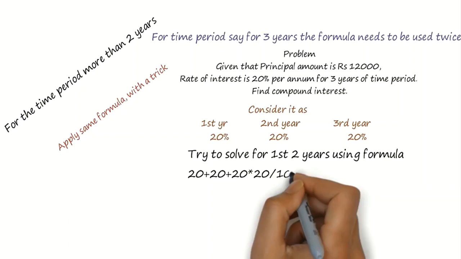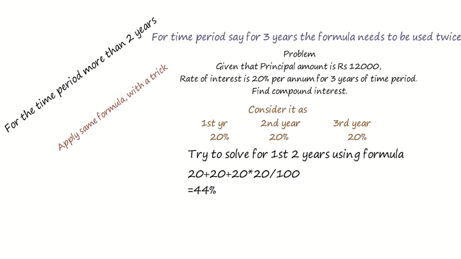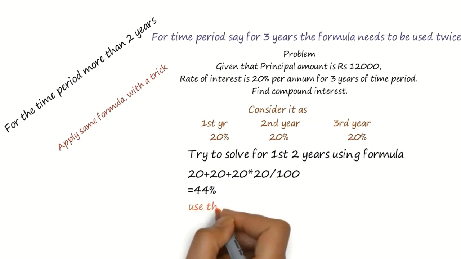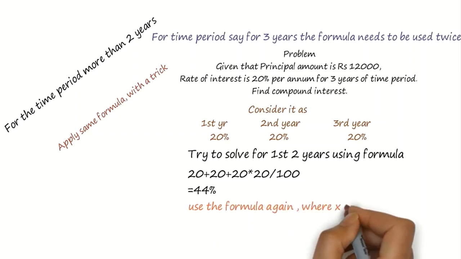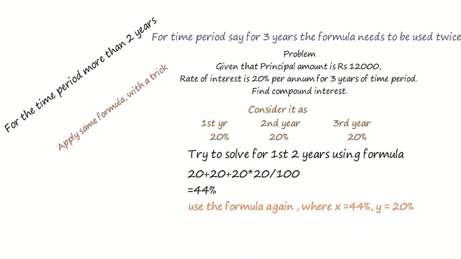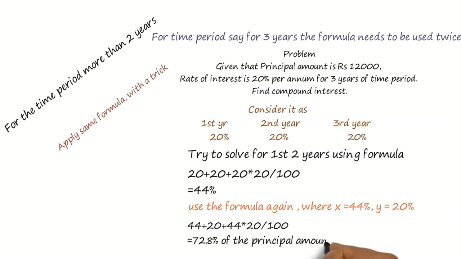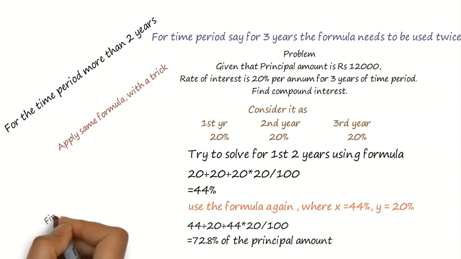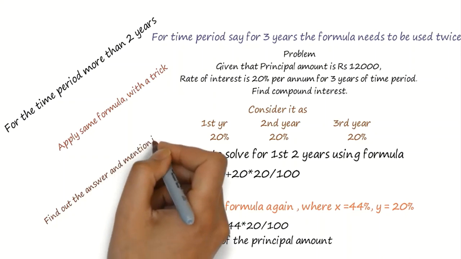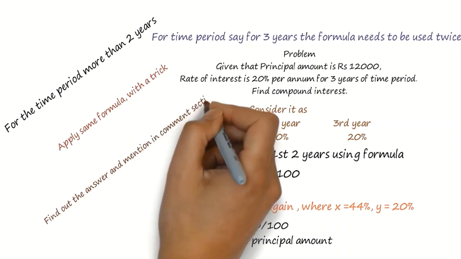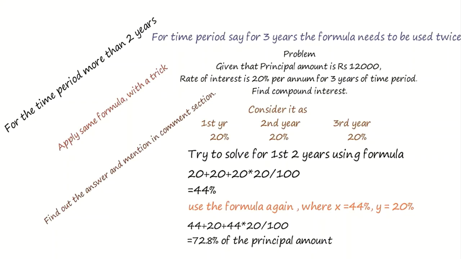So we have got the compound interest of the first 2 years as 44%. So now x is 44% and y is 20%, that is the third year interest. And as per the formula, we get 44 plus 20 plus 44 into 20 by 100, which is 72.8% of rupees 12,000. Let me know the answer in the comment section. So similarly, for n number of years, the same trick can be used.